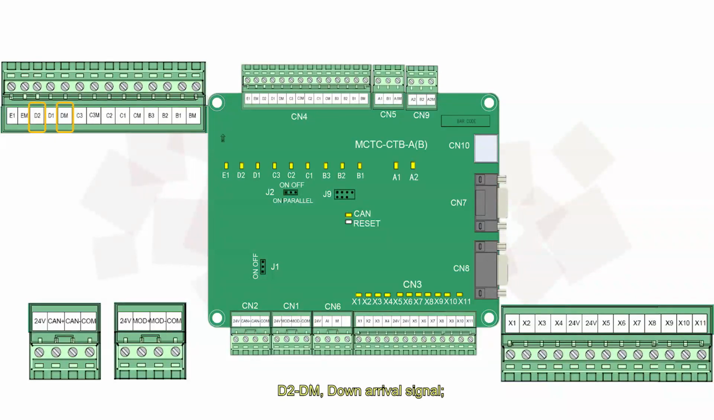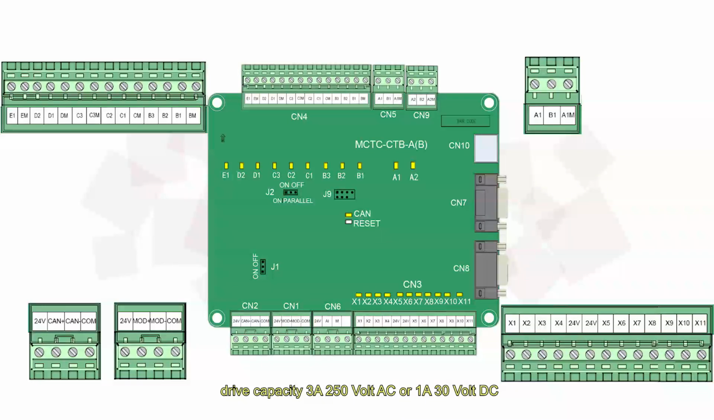D2 DM, down arrival signal. E1 EM, audible and visual alarm. CN5 is also relay output terminals, drive capacity 3 ampere 250 volt AC or 1 ampere 30 volt DC. It is used to control the cabin fan running. A1A 1M is NC terminals, B1A 1M is NO terminals.